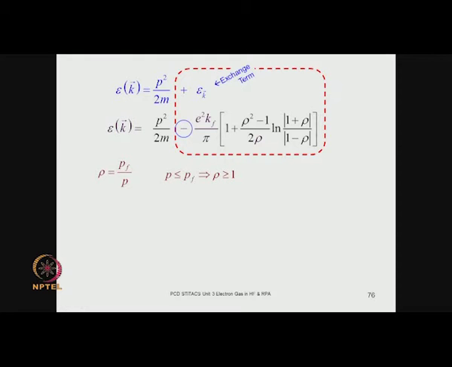to 1. Okay. So, rho being always greater than or equal to 1, rho square minus 1 will always be positive, and you can see that the exchange term will be essentially negative. So, it reduces the energy with reference to the kinetic energy term. Okay. It does not add to that energy, it actually reduces it.